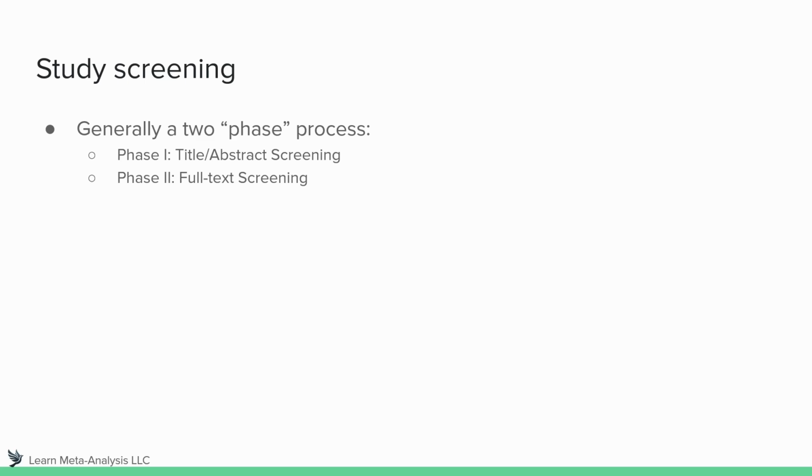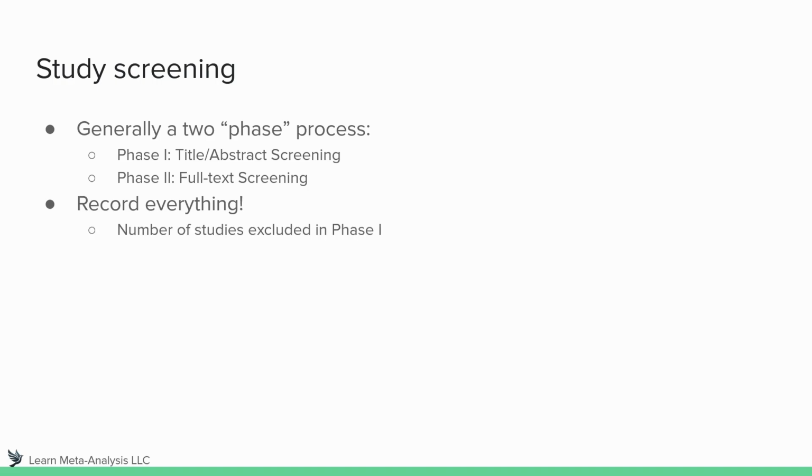Phase 2 is the full text screening, and this is also exactly what it sounds like. We review the full text of those studies that made it past the title and abstract screening phase. An important thing here is that we need to record everything, right? Remember, we are trying to create really replicable and transparent reviews. So how do we do this?